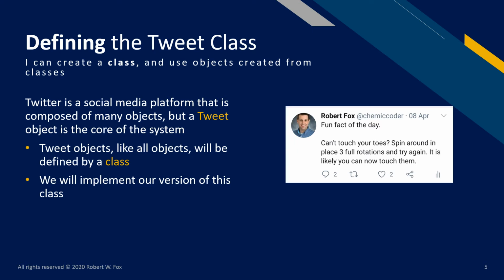So for the remainder of this lesson, we're going to run with the idea of a social media platform, and specifically the post of a social media platform. There are many that I could have picked, but I chose a tweet from Twitter. If you don't know, Twitter is a social media platform that is composed of many objects, but a tweet object is the core of the system. The idea is that somebody can tweet something out, and then all their followers can see what they had to say. So tweet objects, like all objects, will be defined by a class, and our goal for the remainder of this lesson is to implement our own version of this class.